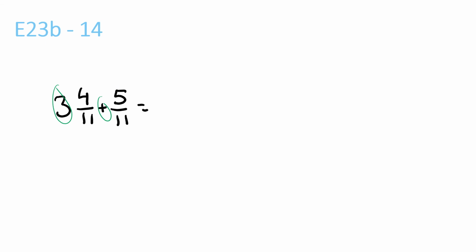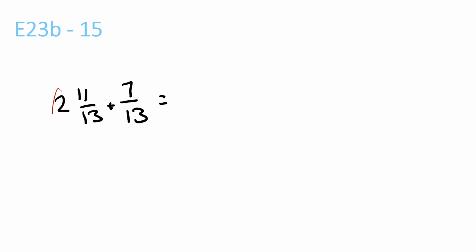3 plus nothing is 3. 4 plus 5 is 9 over 11. Since the top one is the small number and the bottom one is bigger, you can't reduce it anymore. And since there's no numbers apart from 1 that both go into 9 and 11, that means that's your answer.